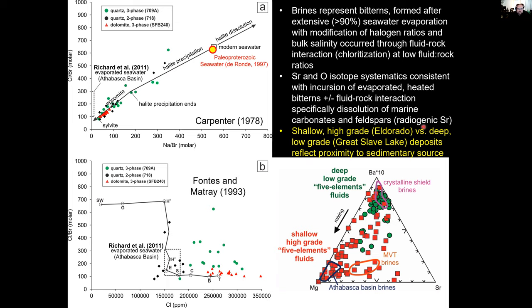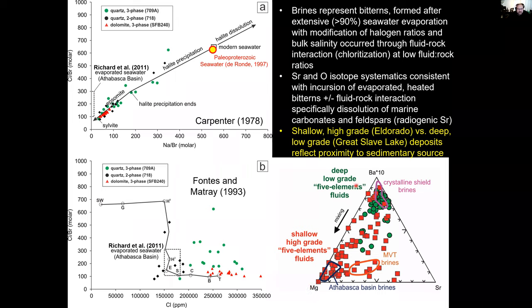The other thing is that when we look at the relative abundance of other cations in the fluids, we can recognize two different fluid types. There are fluids that tend to be more enriched in barium and strontium. And these are the ones that occur in the Great Slave Lake area, where we can demonstrate that the re-equilibration and dissolution of feldspars in the wall rocks probably contributes to those cations. Whereas at the other end of the spectrum, the fluids at Eldorado overlap in their most extreme compositions with basinal brines, for example, from the Athabasca Basin and from MVT systems, which have this very significant endowment in magnesium.